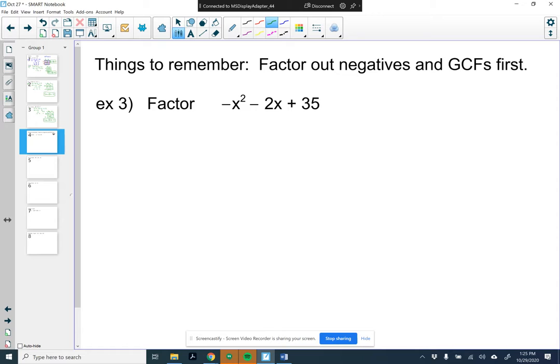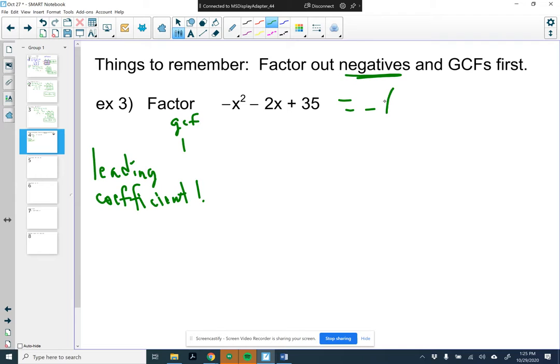Things to remember. If you have a negative leading coefficient, you need to factor it out. If you have a greatest common factor, you need to factor it out. If you have both a negative and a GCF, you're going to factor it out first. Okay, so I'm looking at this. I have a greatest common factor of 1, but I have a leading coefficient that's negative. It's a leading coefficient of -1. We're going to factor it out. Okay? So negative leading coefficient, factor it out.